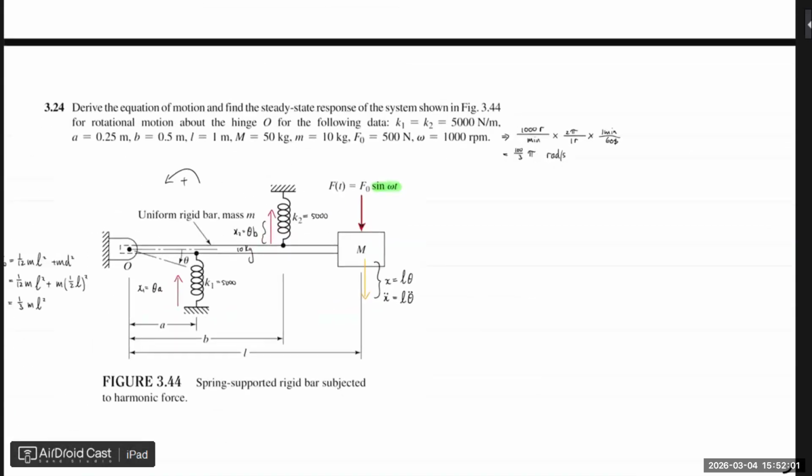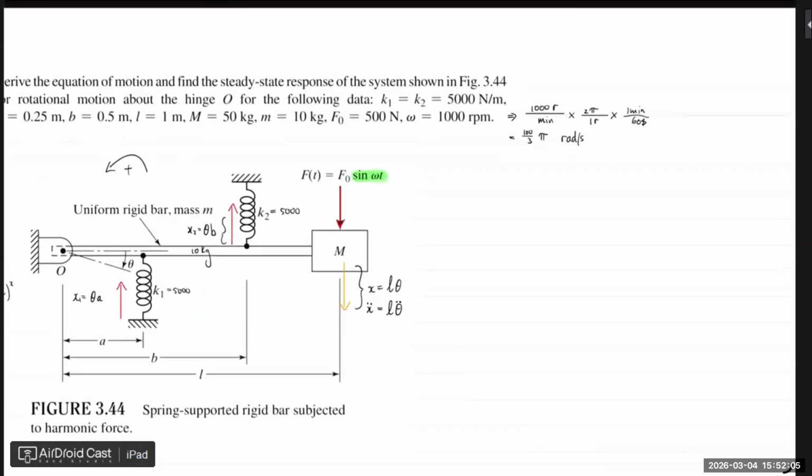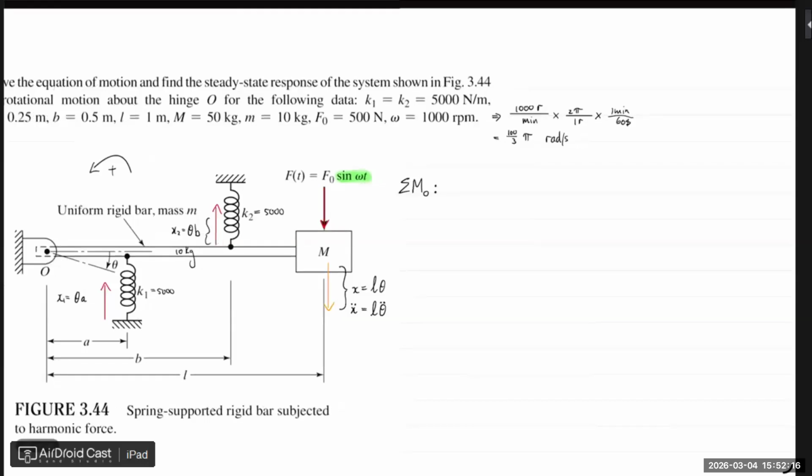Right, now we can start with everything that we want. So the equation, I'm going to look at the moment around point O, and the moment around point O, all the forces are there and everything. Just to mention this, let's say there in the middle, this is where that JO will be.